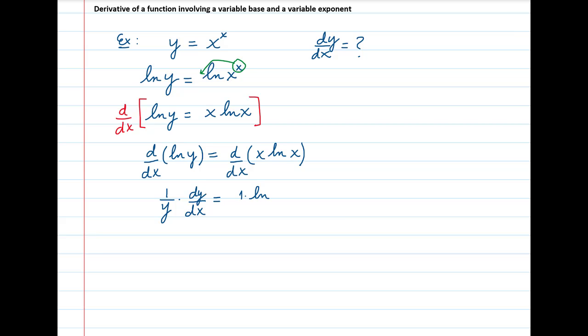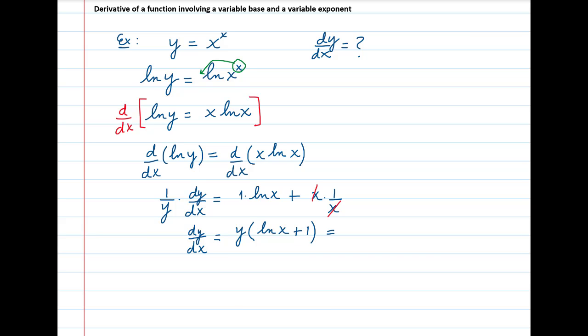This is equal to, we have a product on the right, so we're going to use product rule. The derivative of x is 1 times the natural log of x, plus x times the derivative of natural log of x, which is 1 over x. All right, moving the 1 over y to the other side and solving for dy dx, we get that dy dx is equal to y times natural log of x plus, and then x over x is just 1.